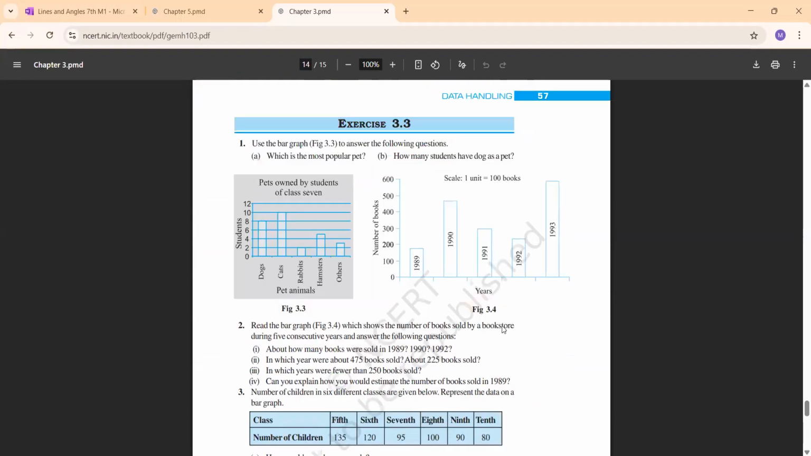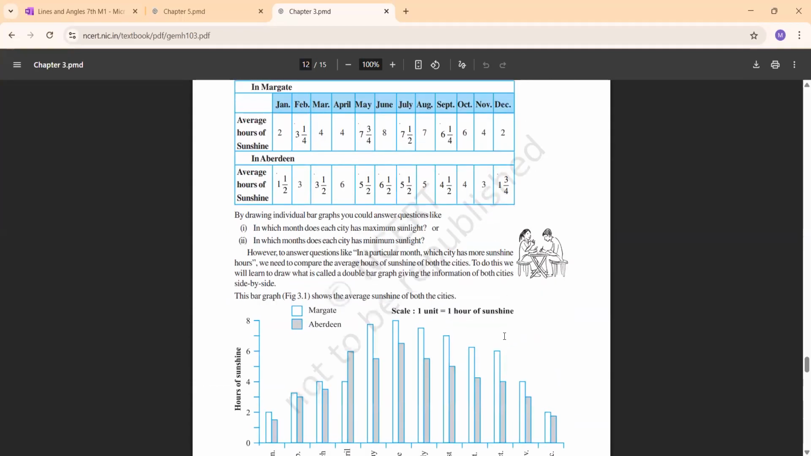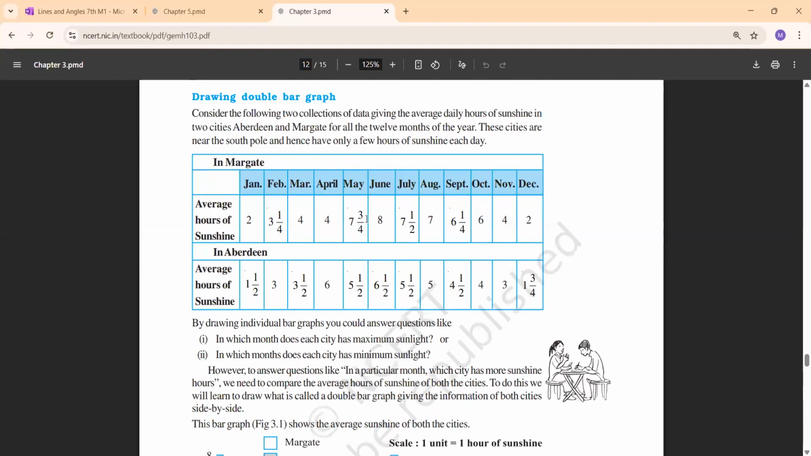Sure, sir. So, this data handling question, yes, this one. We have this double bar graph. We have this data, and we have to make a double bar graph of it. In this data, we have two cities. First is Margate, second is Aberdeen. And there are hours of sunshine in every month. So I'm going to make the table for it.